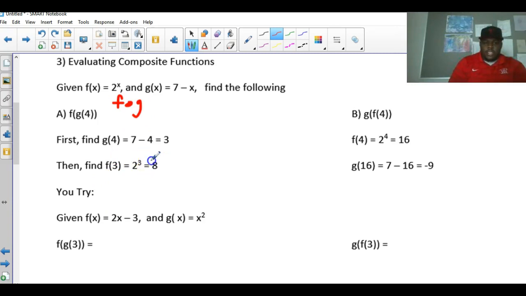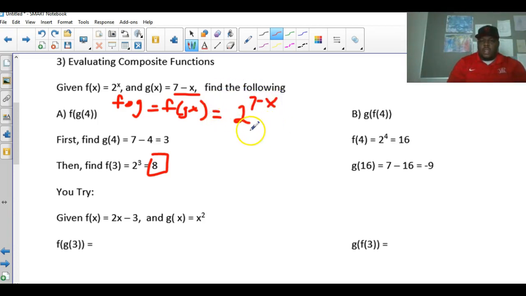Let me show you how to get to this answer 8 right here without going through all this. Here's g, 7 minus x. Put the g inside of f. We're going to take g and put it into this, so you have 2 raised to the 7 minus x. Now, you're like, why is that raised to 7 minus x?